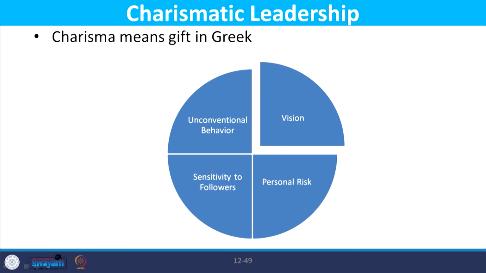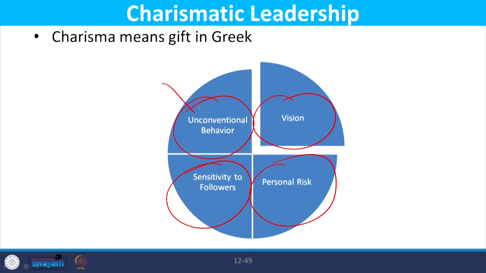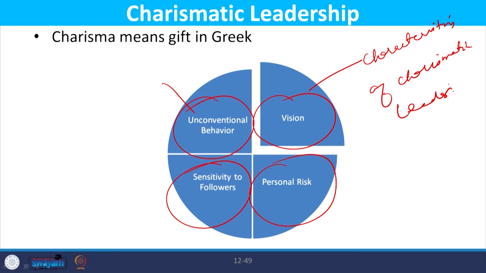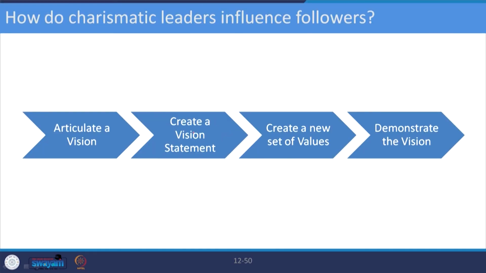So, charisma means gift in Greek. Charismatic leadership is based on the unconventional behavior of the leader, extraordinary vision, taking personal risk, and sensitivity to followers. These are the 4 important characteristics of a charismatic leader. They have a vision, they take personal risk, they show sensitivity to followers, and they exhibit unconventional behavior.